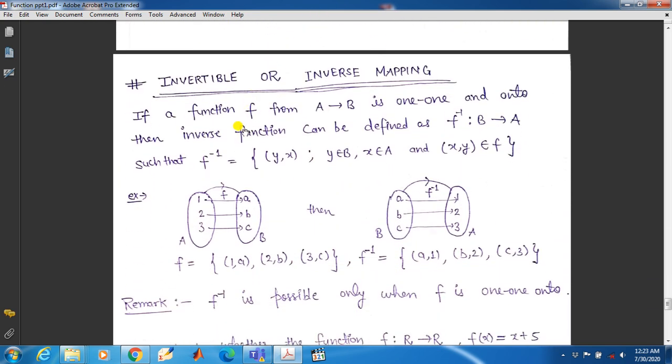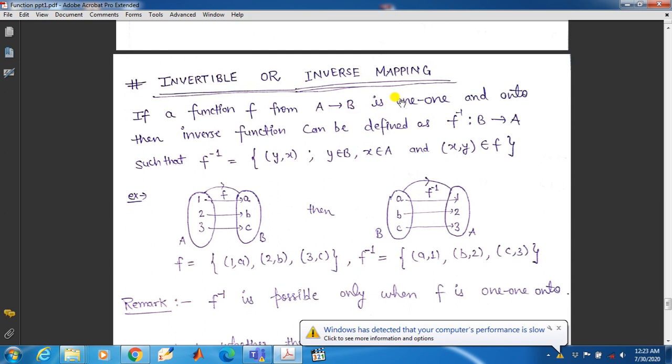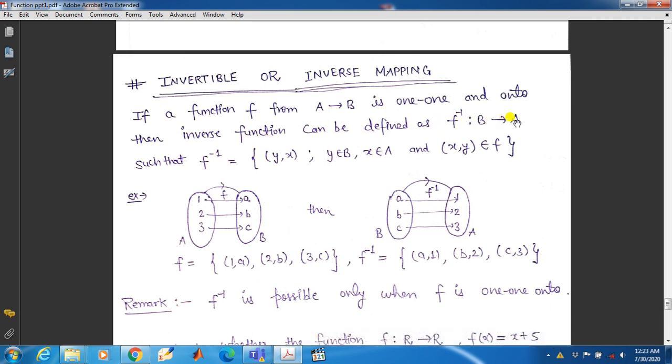Now next is the very important term, which is invertible or inverse mapping. If a function f from a set A to B is 1-1 and onto, then the inverse function can be defined as f inverse from B to A. That means just reverse to A to B. F is from A to B, then f inverse will be from B to A. But the condition is the function f must be 1-1 and onto. In that case, the inverse mapping is possible, otherwise not.